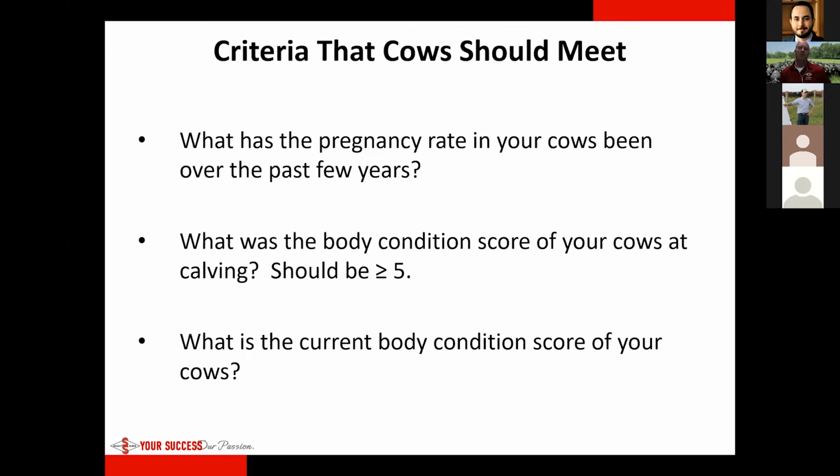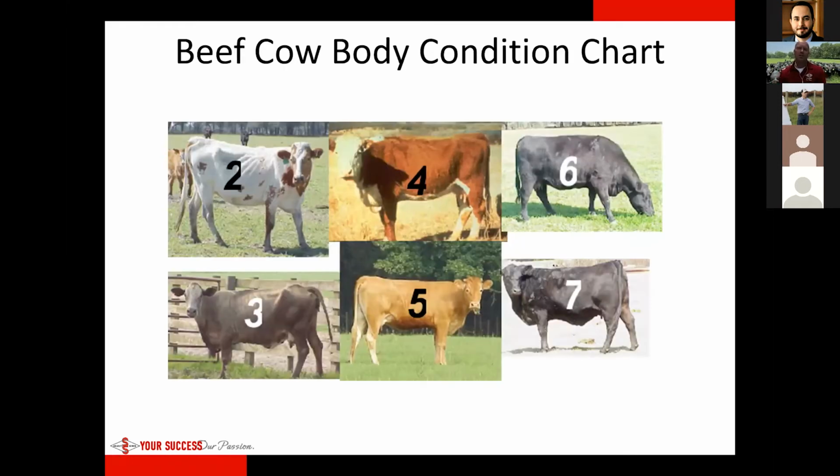With cows, we look more at the body condition score of the cows than the weight of the cows. Looking at the body condition score of the cows at calving, prior to calving, but also looking at the current body condition score of those cows right before an artificial insemination program or synchronization program. Beef cow body condition scores range from a 1 to a 9, 1 being extremely thin, and a 9 being essentially an obese beef cow. Ideally, we want to see our cows in that 5, 6, 7 body condition score range.